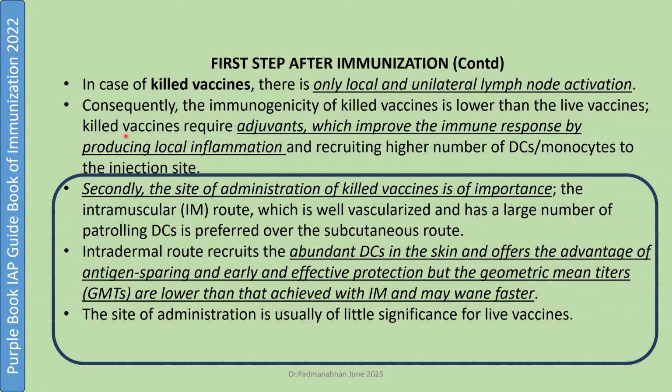So remember, we only want to produce a virus inside the body. It should multiply, but we don't want it to be killed immediately. Therefore, you can give live vaccine anywhere. Intradermal route advantage: antigen sparing. You may have to give only 1/10 the dose. But remember what is written in the Purple Book of immunization: antigen sparing, effective, but the geometric mean titers are lower than achieved with IM and may wane faster.